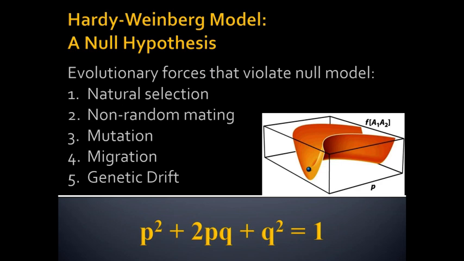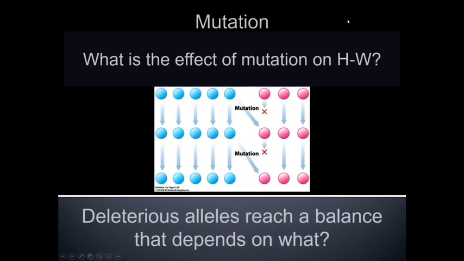You can balance with 50-50, you can balance with 20-80, you can balance with 30-70, anything as long as all of these forces are not acting on the population. You can reach balance at many, many different points. Okay, so that's important to remember. So let's look at some of these things.